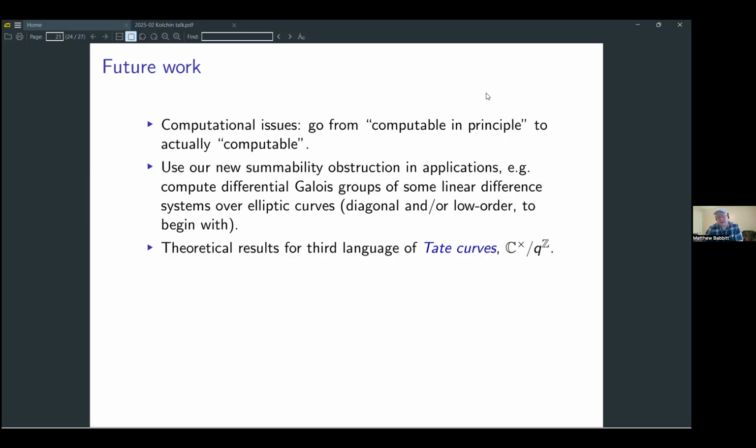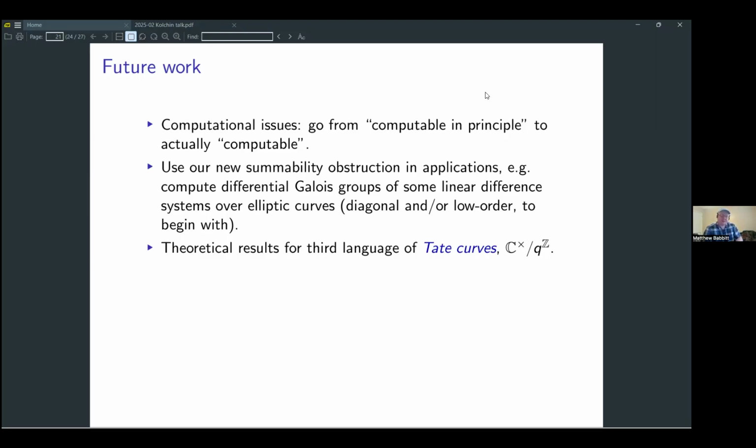This summability obstruction is part of a larger program that I started at the beginning of my doctoral studies, where my goal was to compute differential Galois groups of low order or even diagonal linear difference equations, or systems of linear difference equations over elliptic curves. Now that we have this obstruction for summability, we are able to do this. This is on my radar to follow up with.